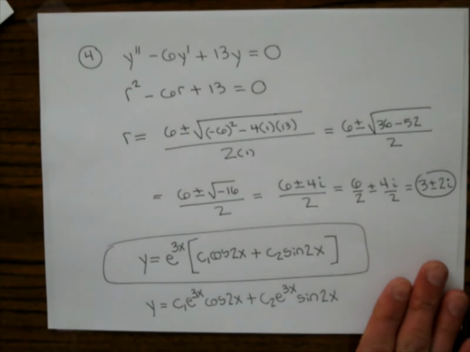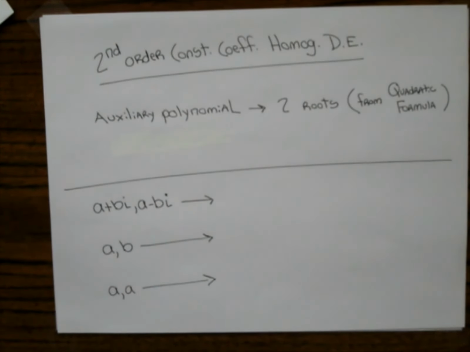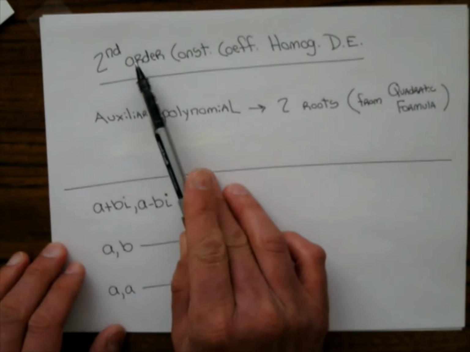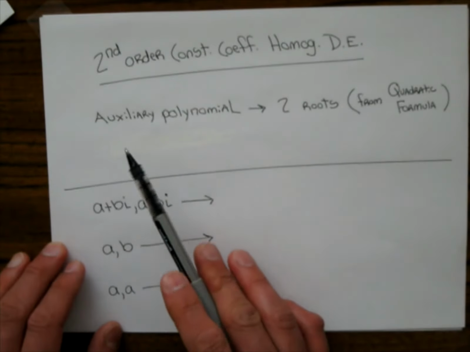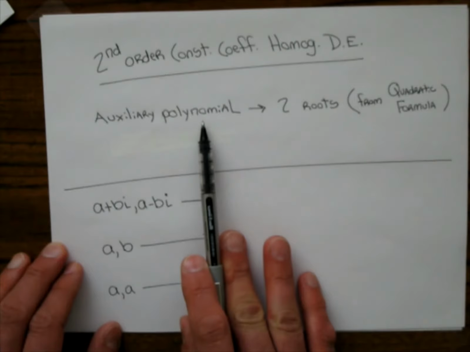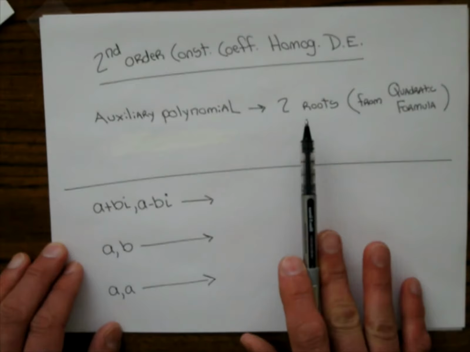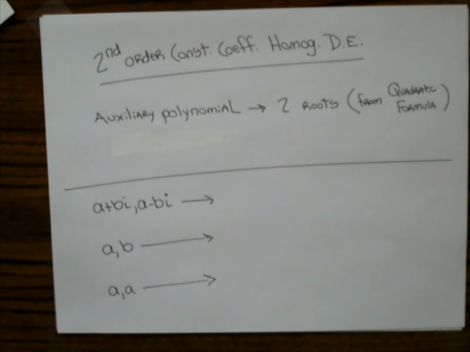And so let's just sum it all up with this piece of paper right here. Second order, so we're just looking at second order because that's all we've done so far. Constant coefficient homogeneous differential equations. They'll always have auxiliary polynomials that are second degree, which means you can always use the quadratic formula to get the 2 roots or 2 zeros. And so let's summarize all the stuff that can happen to you. The 3 things that can happen would be these 3 things right here.